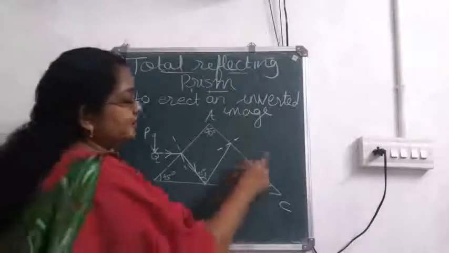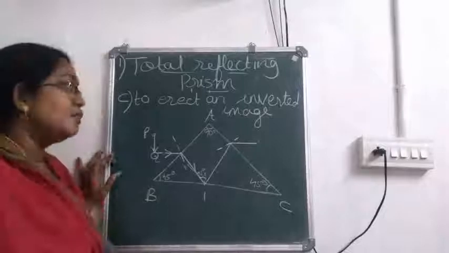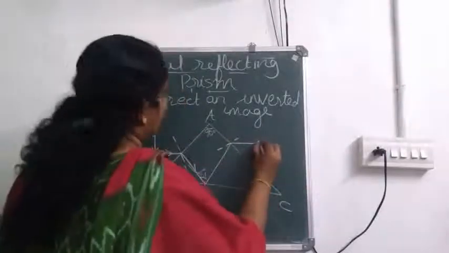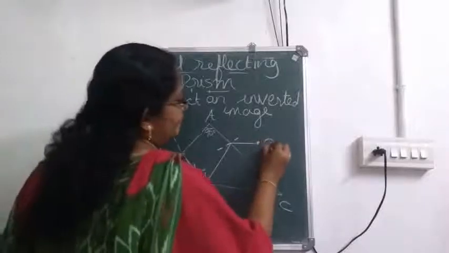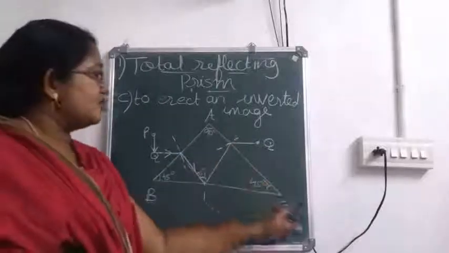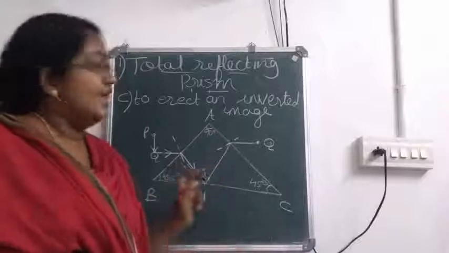Since it is moving from denser to rarer, it moves away from the normal. The ray is moving away from the normal, and here we will be getting the point Q. So I will repeat it once again. We are considering a total reflecting prism, 90 degree, 45, 45.